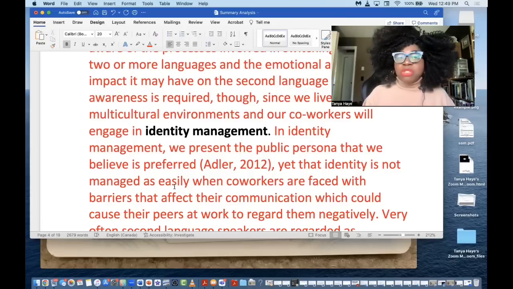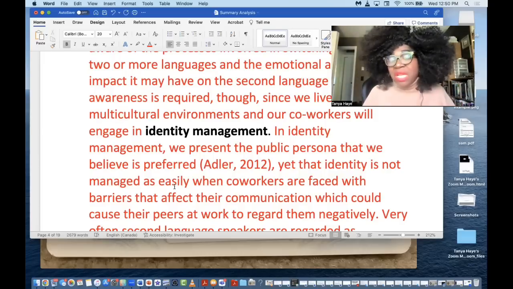In identity management, we present the public persona that we believe is preferred. Now, you'll notice that my language is formal. Even though I'm telling you what I feel, it is very formal and it is not casual. I want you to get out of writing casually, because when I marked the last set of papers, there was a lot of language that was too casual. Remember, this is formal writing. It's academic writing, okay?